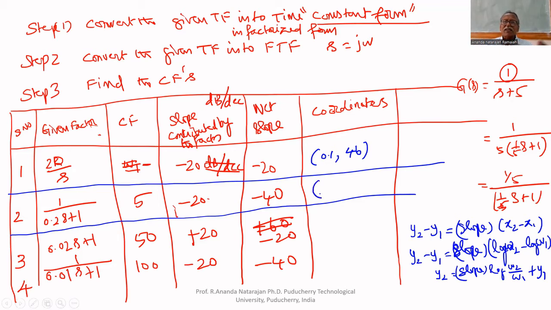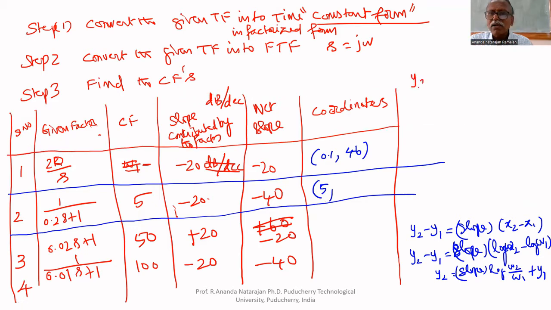Where do we have to find the coordinates? At corner frequency 5. We know the x coordinate; the only thing is we have to find the y coordinate. What is the formula? y2 equal to slope. What is the slope for this? After corner frequency 5 only, it becomes 40. Before the corner frequency, up to the corner frequency, it is 0 slope. That's why whatever the previous factor slope was, it will contribute. That's why minus 20.